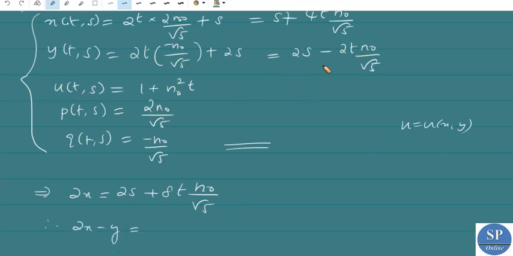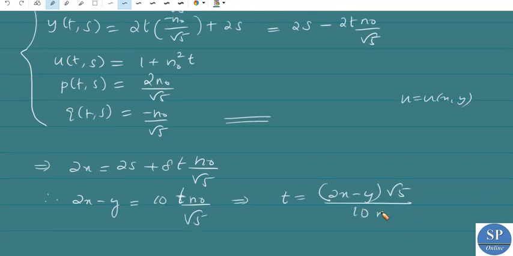So this is y, 2s minus 2t into n naught divided by root 5, and 2x is this. So 2x minus y is 2s minus 2s, and 8t n naught divided by root 5 minus minus 2t n naught divided by root 5. So 10t into n naught divided by root 5. We have the solution u equal to 1 plus n naught square t, so we have to replace the t here. We can obtain the value of t from here. So t is equal to (2x minus y) into root 5 divided by 10 into n naught, right?